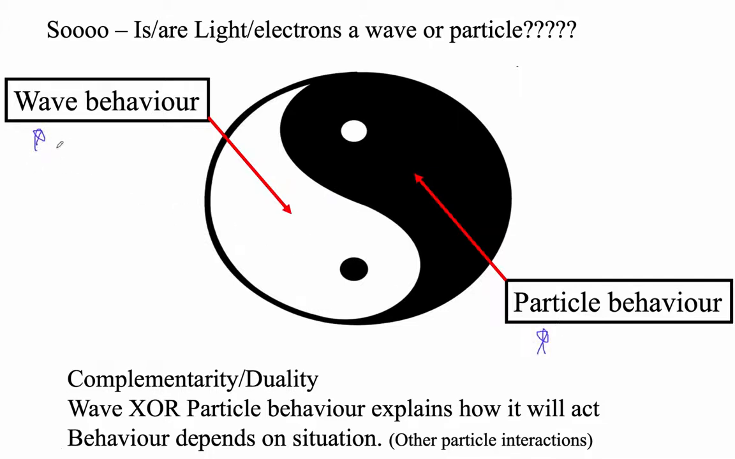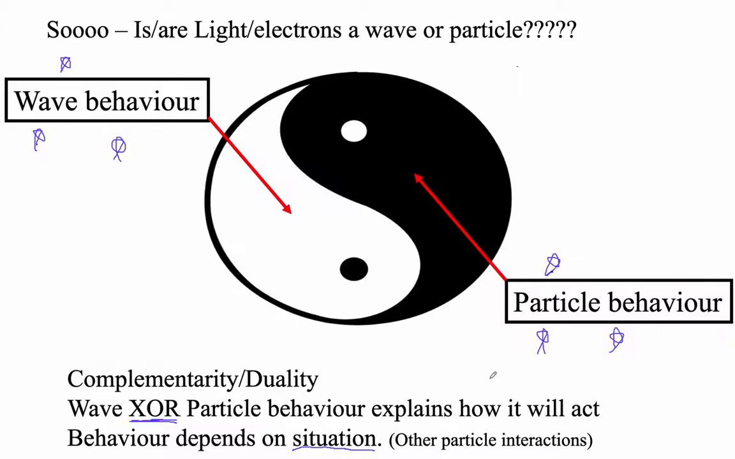So how do you know which one it's going to do? It depends on the situation. Okay, you give me the situation and I'll tell you whether it's going to behave like a wave or a particle. But complementarity says that it will never be both. So this is an exclusive or. Exclusive or is only true when one is true and the other is false. Okay, so it'll either be wave or particle, but not both. It's not a permissive or, it's an exclusive or.